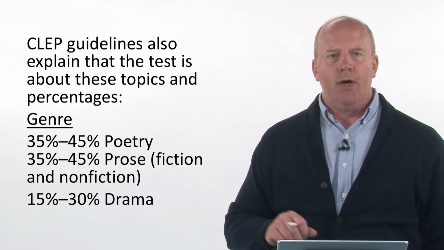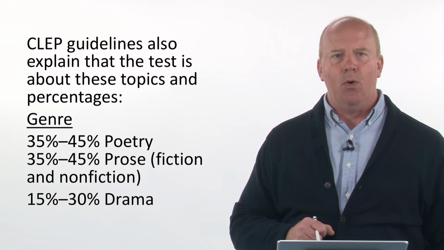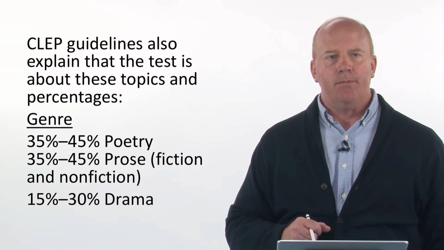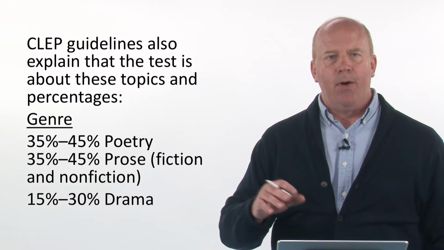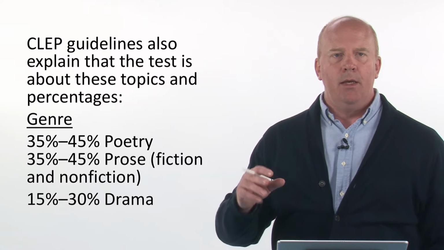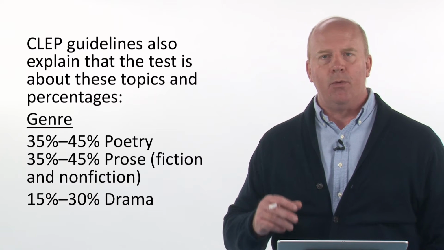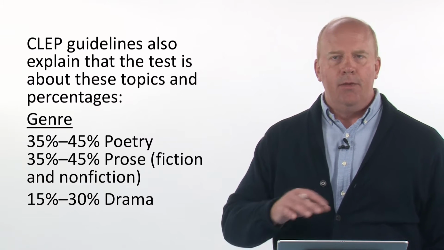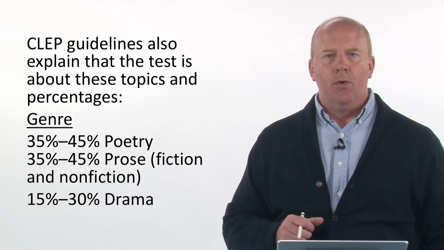So for genre, you've got about 35 to 45% poetry. We're going to look at that first. You've got 35 to 45% of prose, which is going to be fiction and nonfiction. And then about 15 to 30% drama. So we're going to look at some plays in that category, and all of these together will have what we need to look at.